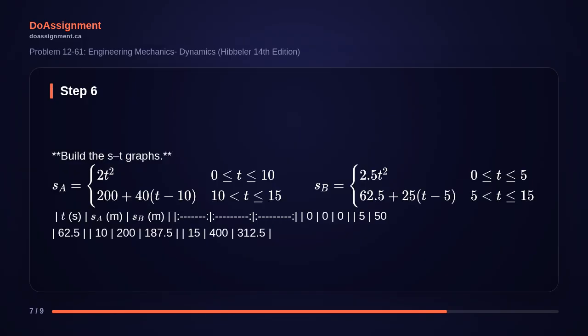The position time equations are parabolas during acceleration and straight lines at constant speed. At 5 seconds, Car B is actually ahead of Car A. By 10 seconds, Car A overtakes Car B, and the gap continues to grow because Car A's constant speed of 40 meters per second is greater than Car B's constant speed of 25 meters per second.